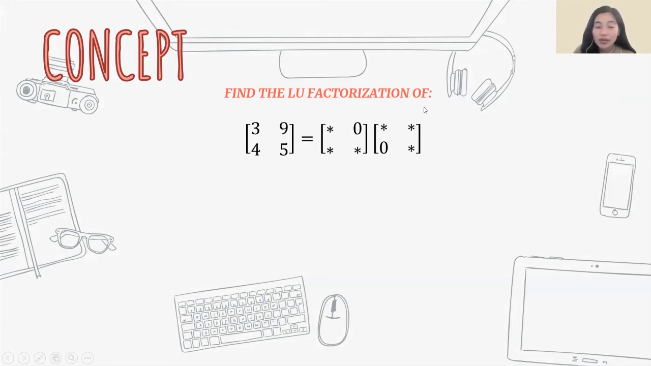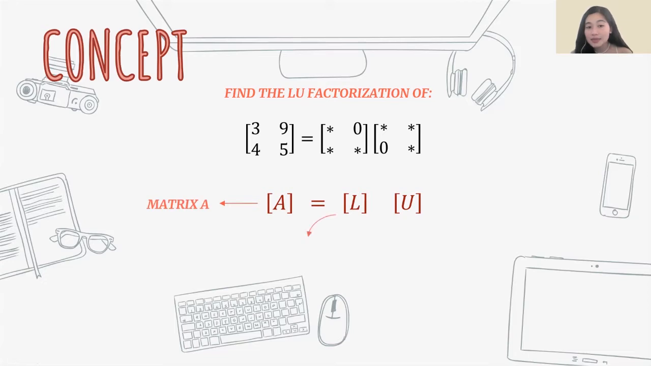So that's what I was talking about earlier, that there would be a lot of conversions in the matrix to be able to arrive at the final answer. So as you can see, matrix A is equivalent to matrix L multiplied by our matrix U. This A is matrix A, this matrix L is known as the lower triangular matrix, and this U is known as the upper triangular matrix.